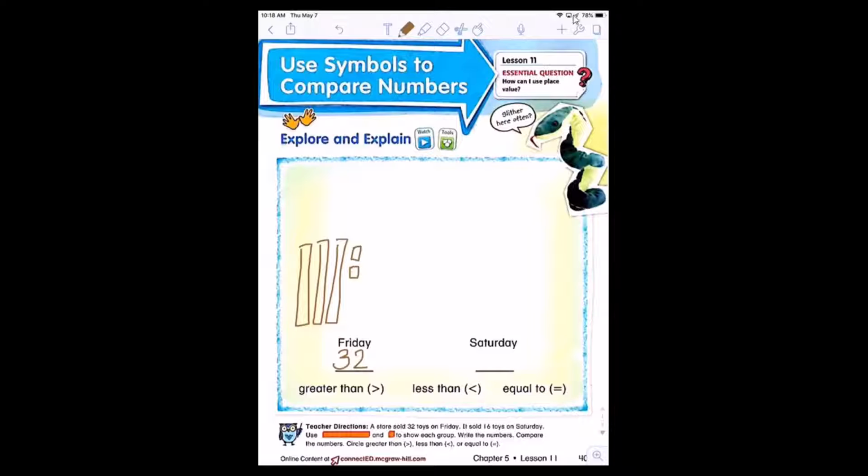Okay. Now on Saturday, they sold 16 toys. Okay. So I write 16. How many groups of 10 are in 16? One group of 10 and 6 ones.